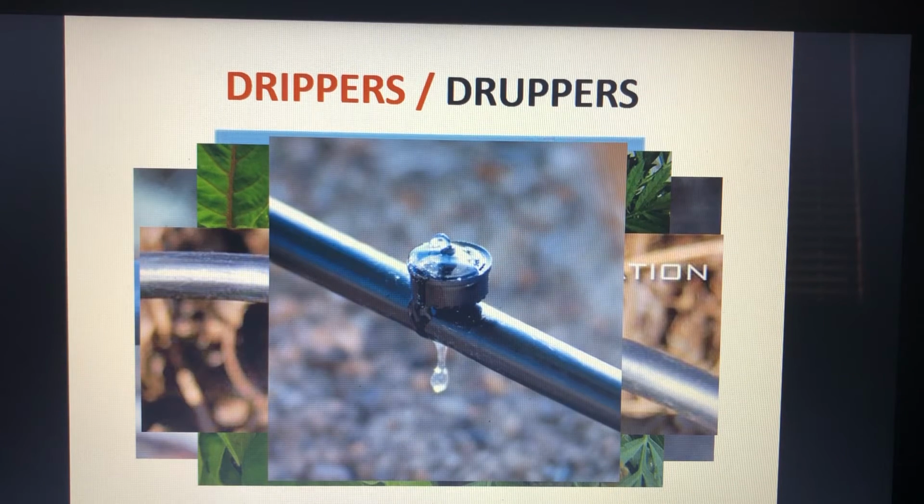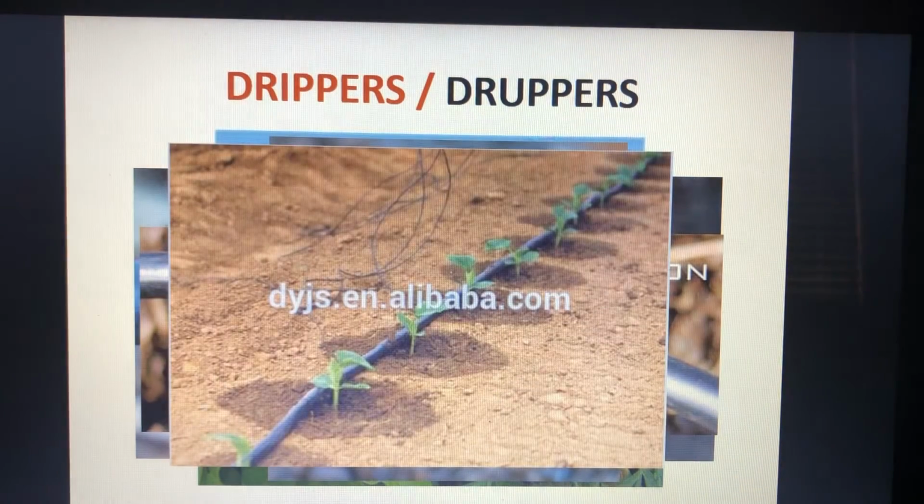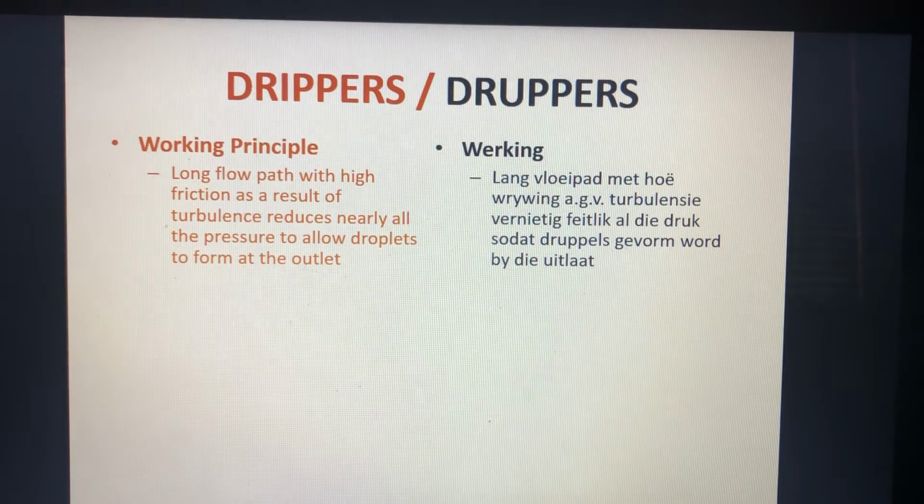And then fourthly, externally on the wall of the lateral, you have this kind of dripper, which is an external dripper. And this is just as explained earlier. You've got this long flow path with high friction, and that reduces all the pressure that the water is moving at as it moves through your dripper. And then you have these small drops that form on the outside, and not water that is moving out at a very high speed.